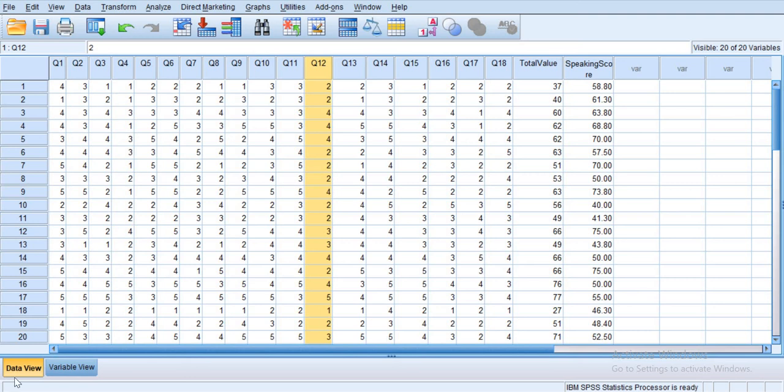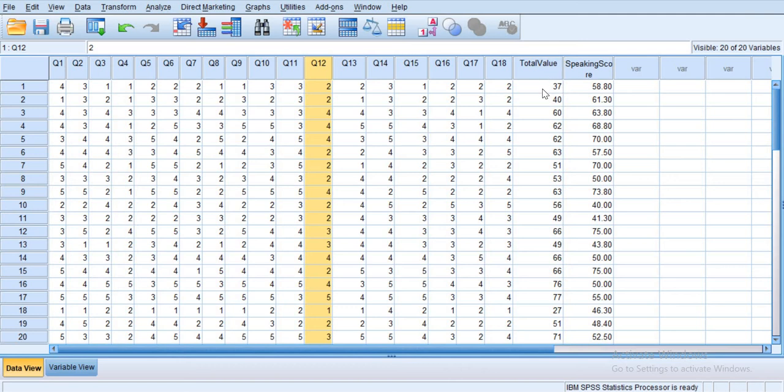Hello everyone. In this session, I would like to perform statistical analysis, especially Pearson correlation. So basically, we have two main variables that we are going to calculate using the Pearson correlation.